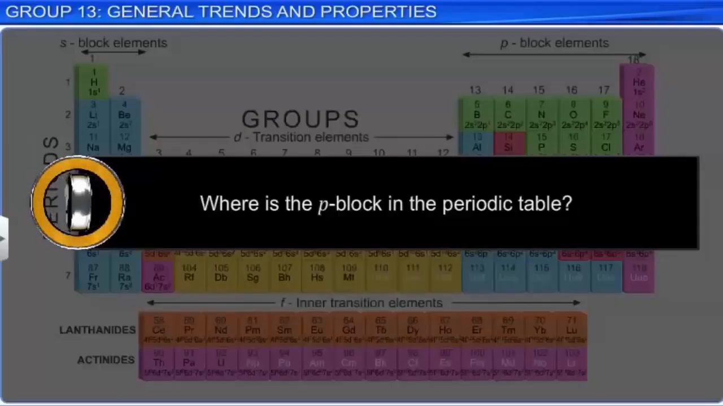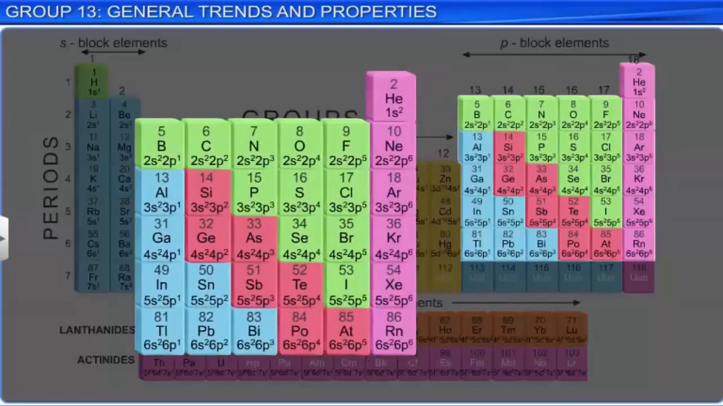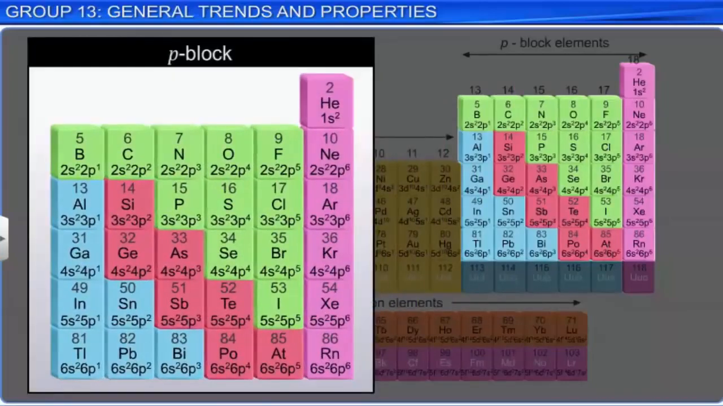Where is the p block in the periodic table? We are referring to columns 13 through 18 on the right-hand side of the table. Elements in the p block have their outermost or valence electrons in a p orbital.